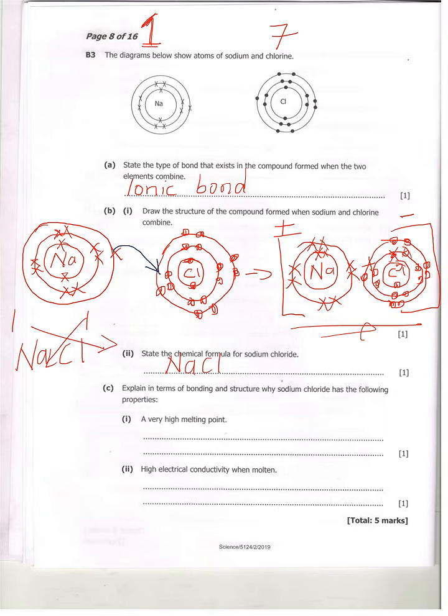Okay. Now let's move on to explain, in terms of bonding and structure, why sodium chloride has the following properties. 1, a very high melting point. From the diagram, we can see that we have the opposite charges, a positive and a negative. So these 2 atoms will be attracted to each other via the opposite charges. If we want to melt, if we want to separate these 2, a lot of heat energy is required to break this electrostatic kind of bond.